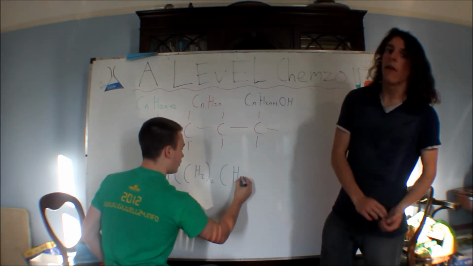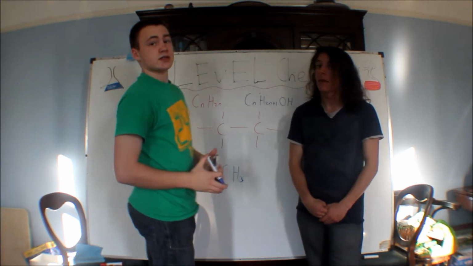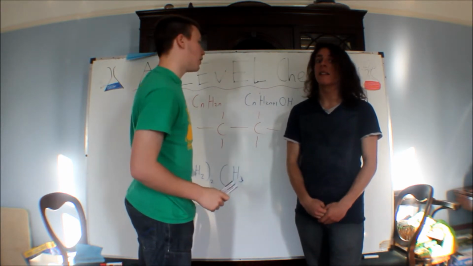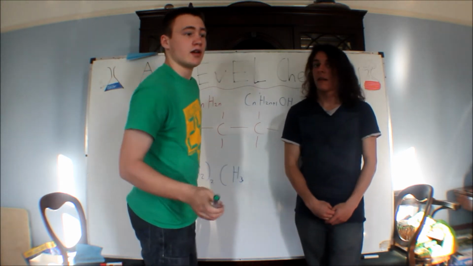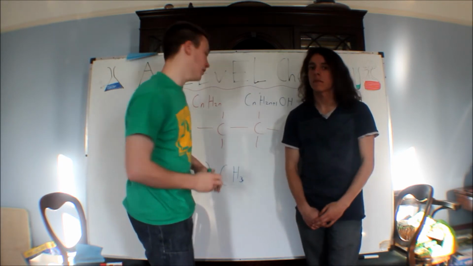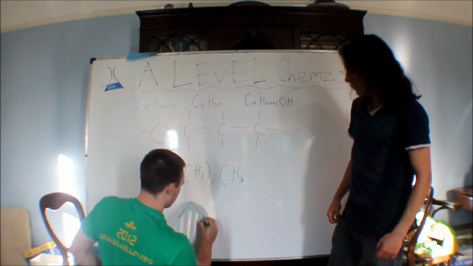You write it in the order that they are, but this is also quite long-winded, and there's another much quicker one, which is skeletal formula, which is new to you. It's one entirely done with sticks. Basically you get rid of all the hydrogens. A stick means a carbon bonded to a carbon. So if we do butane, there's a carbon bonded to a carbon, bonded to a carbon, bonded to a carbon.